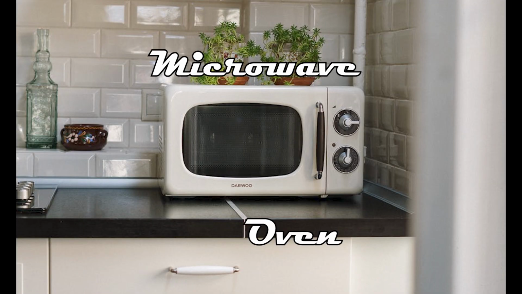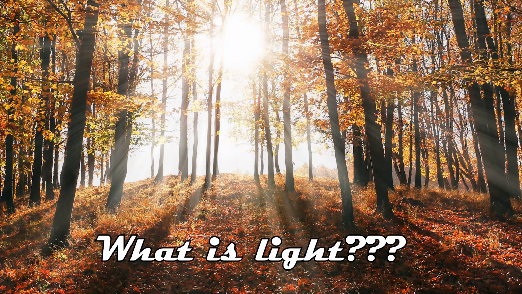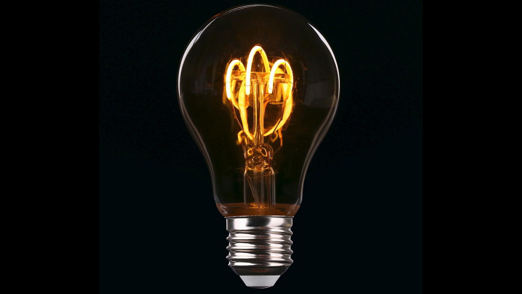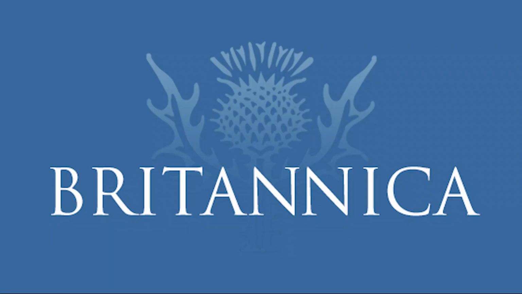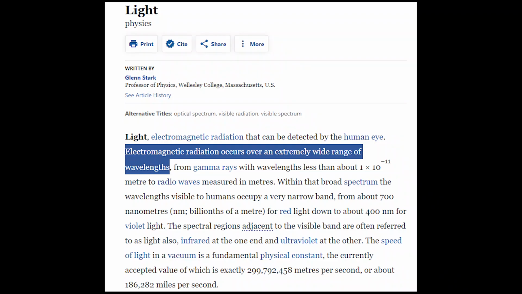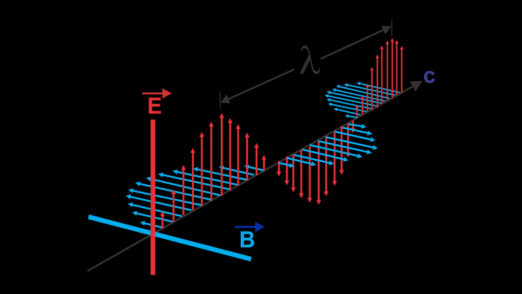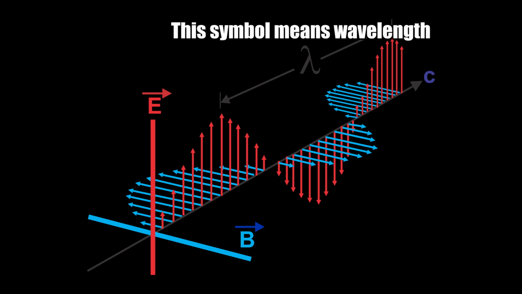Before we can talk more about what microwaves are, we first need to discuss what is light. Light is not just light bulbs and switches. That is really only one small part of what light really is. Britannica Encyclopedia defines light as electromagnetic radiation that occurs over an extremely wide range of wavelengths. Wavelength is the distance between two successive peaks, or kinda how big that light is in a more simplified term.